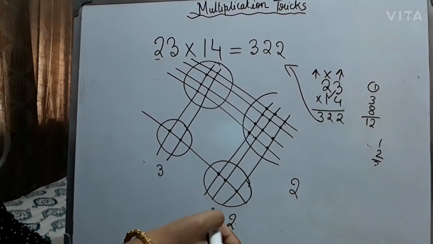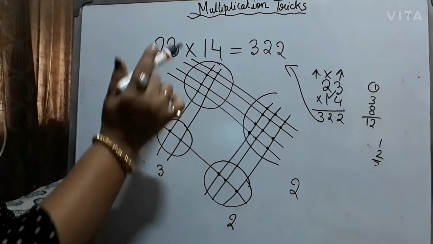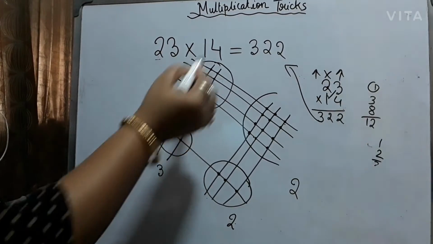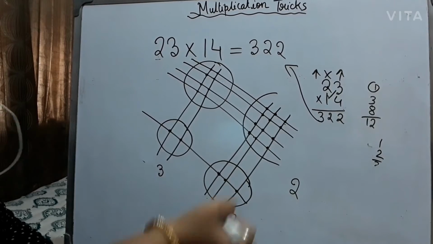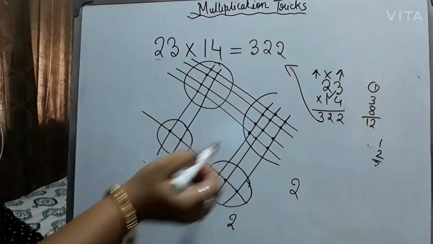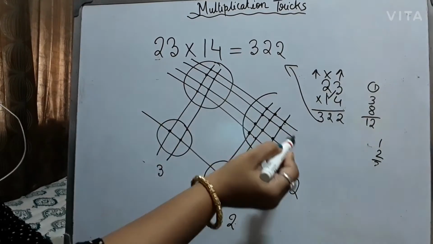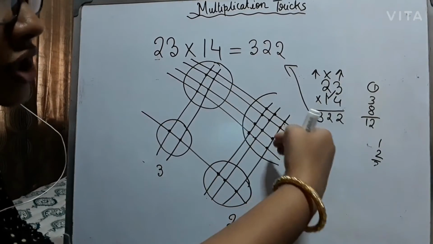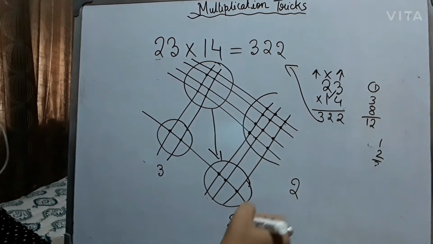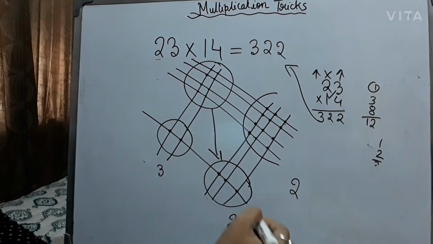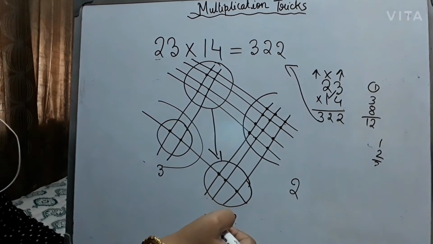So let me recap it. What I have done: take the digits, make lines. First 2, then 3, so I have made 1, 2 and here 1, 2, 3. Then on this side 1 and 4: make one line, and 4 lines from this side. Then this portion you take for the ones place, the middle portion goes for the tens place, and this side portion goes for the hundreds place.